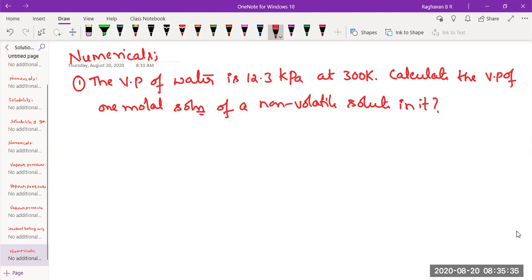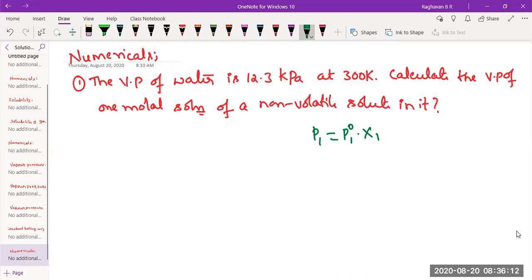Now, vapor pressure of a solution containing a non-volatile solute in it. What is the equation to be used? It is P1, the vapor pressure of the solution. So P1 is equal to P01 into X1. What is P01? Vapor pressure of the solvent in the solution. What is X1? Mole fraction of the solvent water. So this is Raoult's law for a non-volatile solute in a liquid.